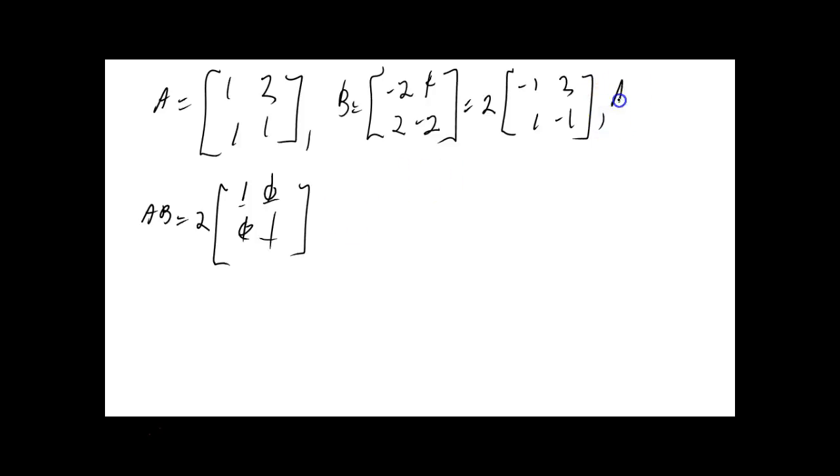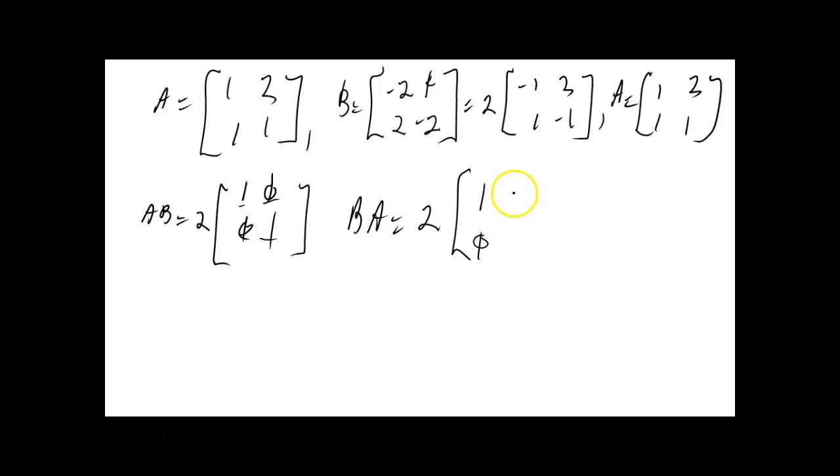So let's rewrite A: 1, 2, 1, 1. So BA is equal, we'll pull out the 2, and then 2 times the matrix: -1 plus 2, which is 1. And that would be 0. And up to the right of that would be 0. Below that would be 1.